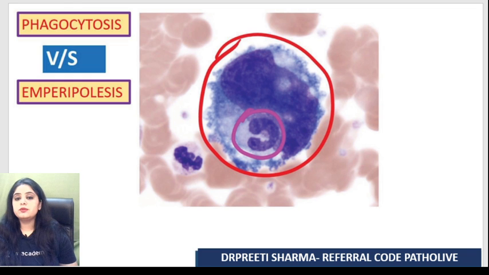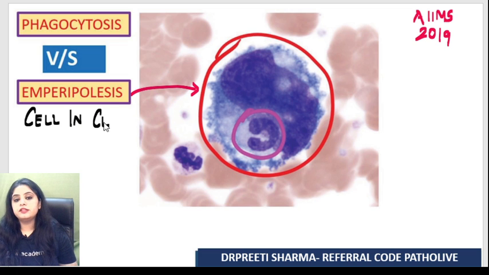The first picture that we have is a very important question that came in the AIIMS 2019 exam, and that is Emperipolesis. So this is a picture of Emperipolesis, and first we must know our theory really well. Emperipolesis is nothing but something known as cell within cell appearance. So I think that's very evident over here.